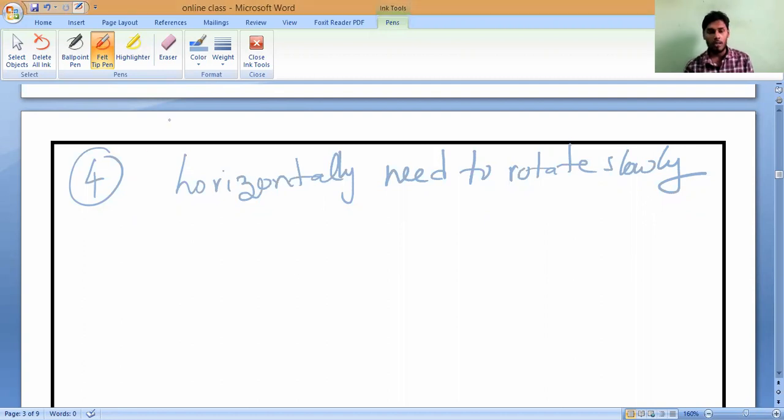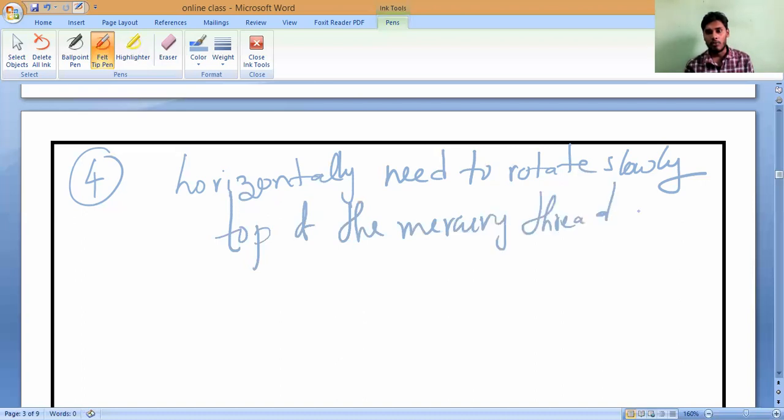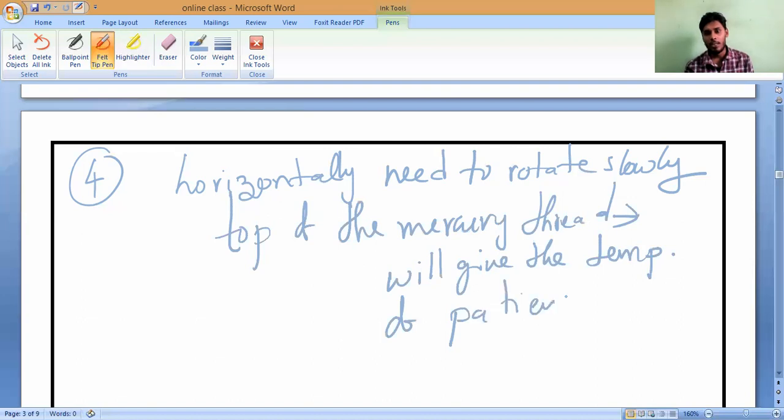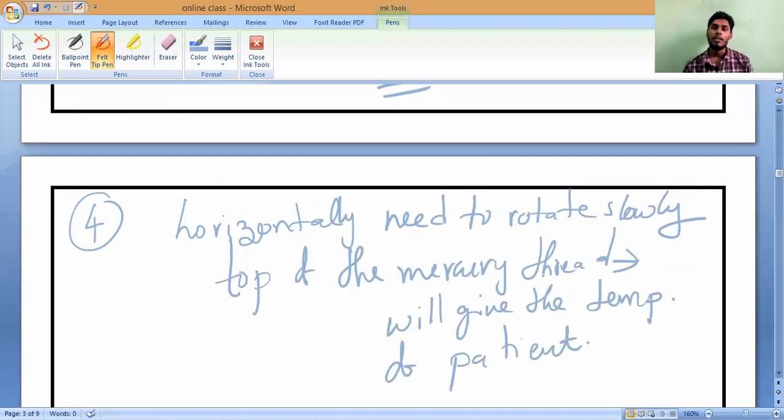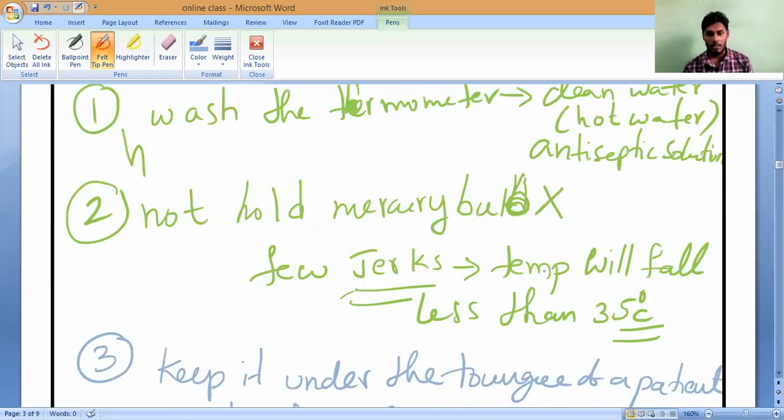If you see the top of the mercury thread, understand, it will give you what? The temperature of whom? Of our body, the temperature of the patient. So those are the 4 steps which we have to follow while measuring the temperature of a human body. So this is the activity.